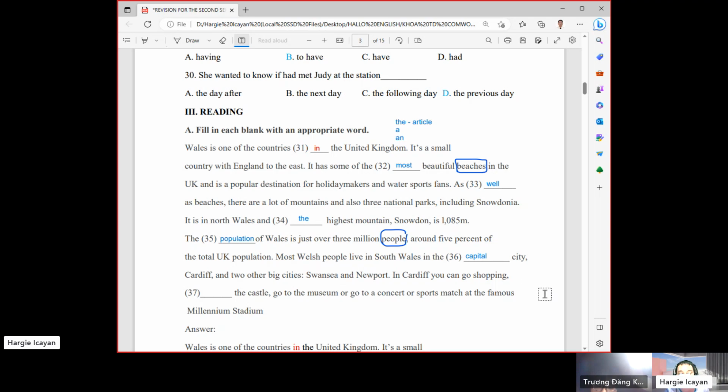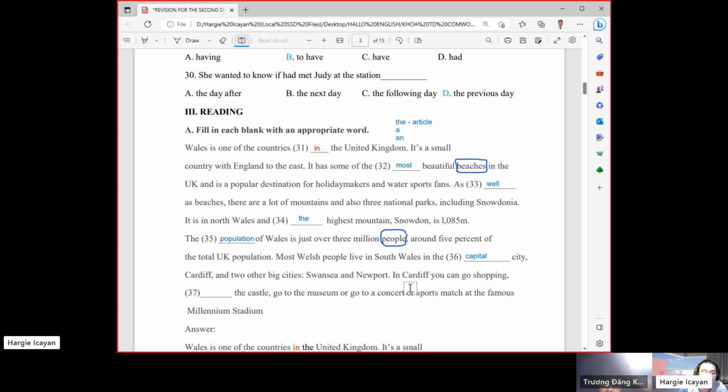When we are talking about capital, what do you think? The center. For example, in Vietnam, what's your capital city? The capital of Vietnam is Ho Chi Minh City. Just like in Wales, the capital city is Cardiff.